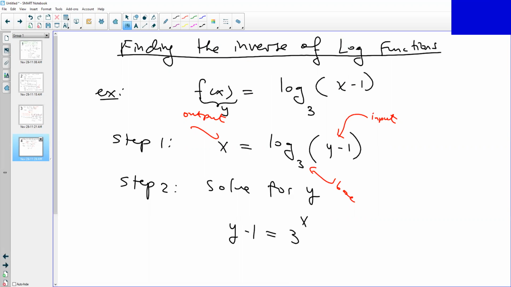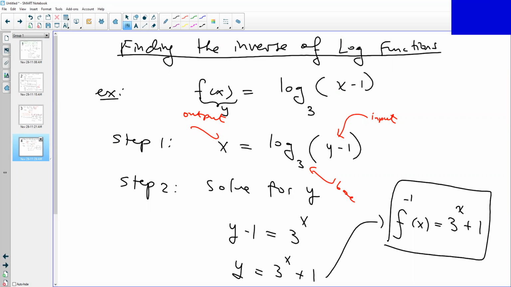And since I'm solving this for y, I just have to get rid of the -1 by adding 1 to both sides, right? So then y will equal 3 to the x plus 1. And once y is by itself, isolated, then you have the inverse function. So then you're done. I will just write here f inverse of x equals 3 to the x plus 1. And that's my inverse function.